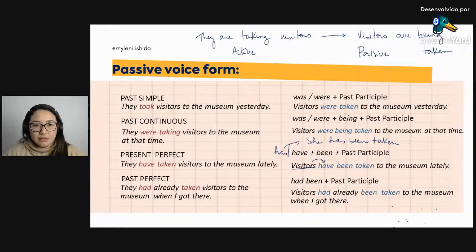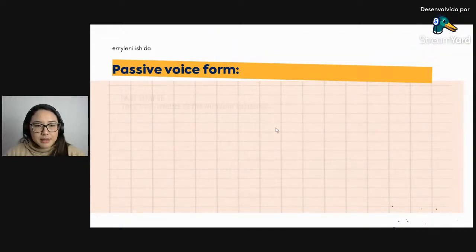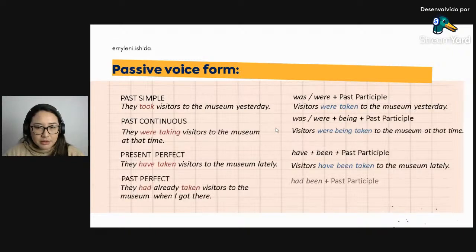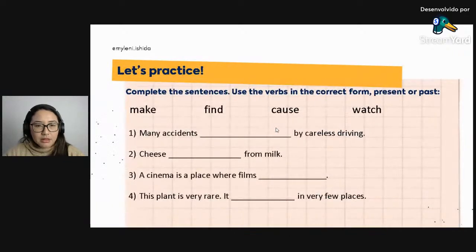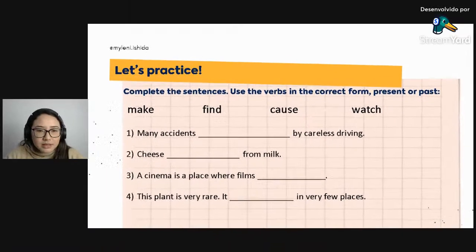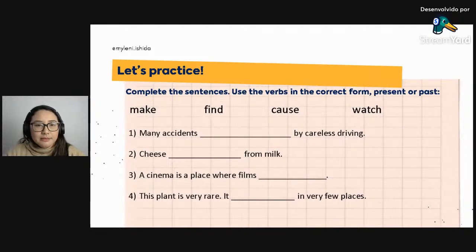Nice. Let's practice. Okay, oh, there is a repetition here. Nice, I'm gonna change that later.